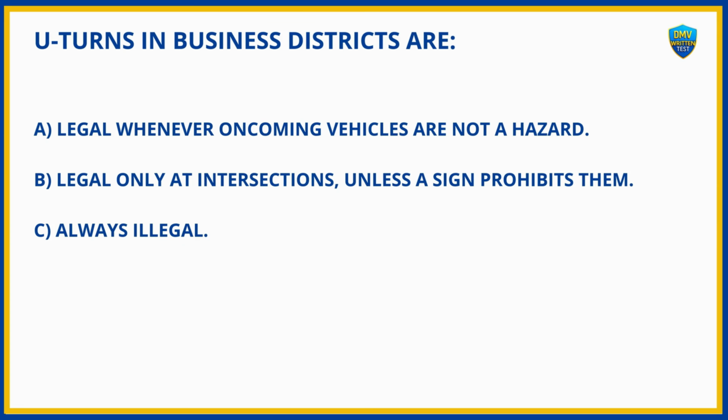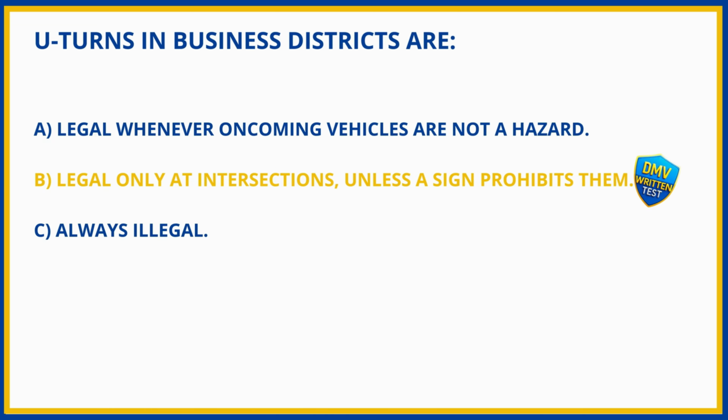U-turns in business districts are A. Legal whenever oncoming vehicles are not a hazard. B. Legal only at intersections, unless a sign prohibits them. C. Always illegal. And the answer is B. Legal only at intersections, unless a sign prohibits them.